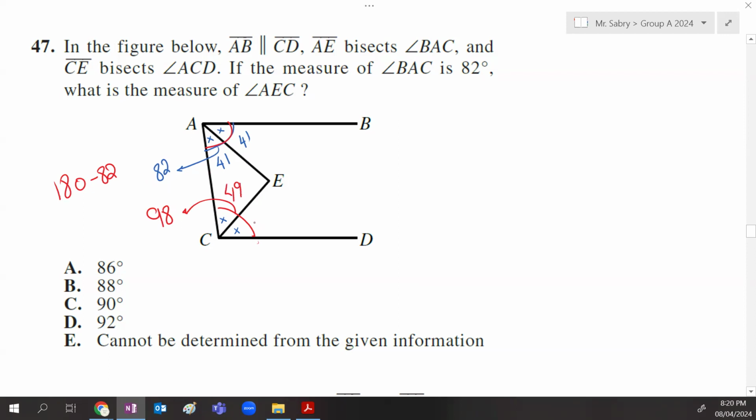49 will be the measure of each of those angles. Now when you look at the triangle AEC, we have an angle that's 41, an angle that's 49. I can figure out the last angle using 180 minus 41 minus 49, and that would be equal to 90. Easy, right?